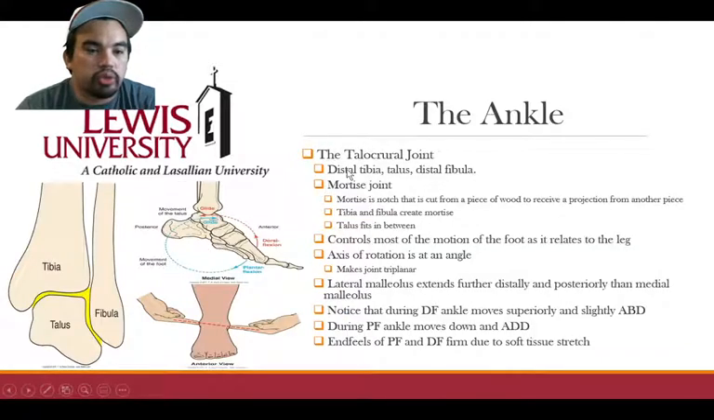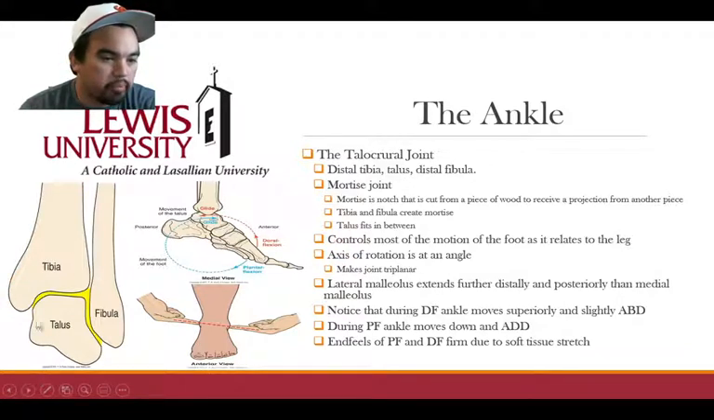So the talocrural joint is the distal tibia, talus, and the distal fibula. You've heard me talk about this a bunch already, and this is what it looks like here. You see the articulation between the talus and tibia, and the articulation on the lateral portion between the talus and the fibula. If you look at this line, you see the axis of rotation. It doesn't move in a straight up and down pattern. It moves at an angular pattern, about a 10 to 12 degree angle.